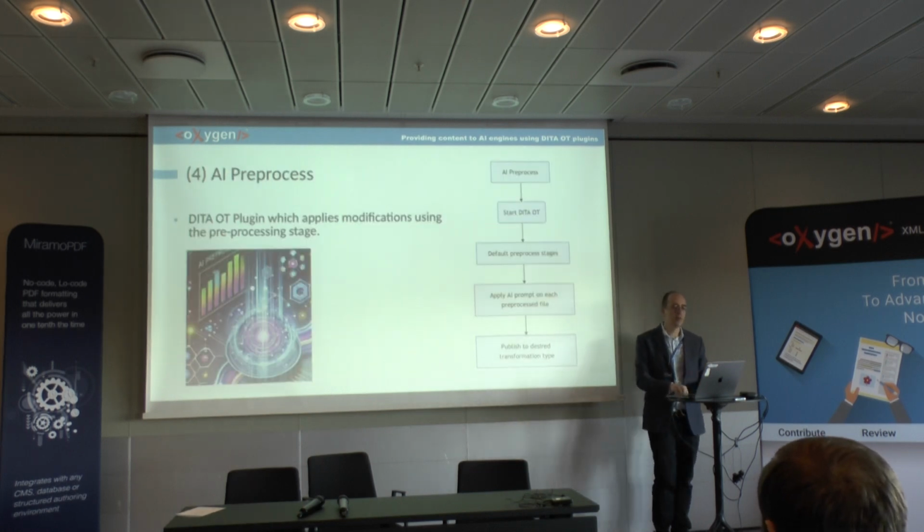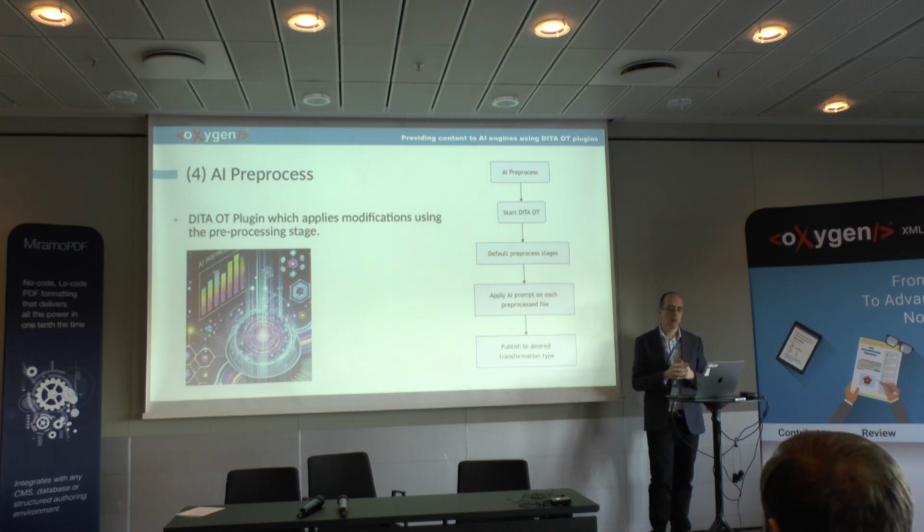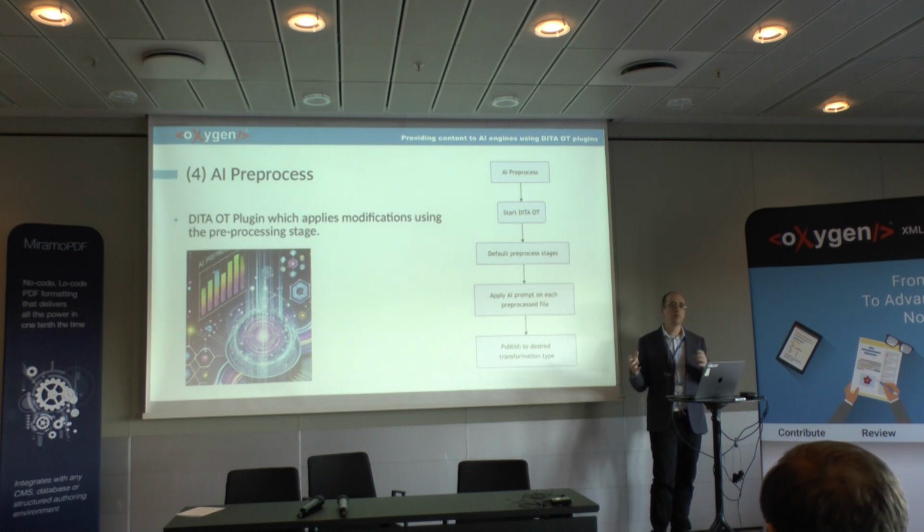The fourth example. You use the AI as part of the preprocessing stage. So you allow the DITA OT to publish, for example, to HTML, but maybe you add an AI stage which translates dynamically the content, or processes the content dynamically as the content gets published.